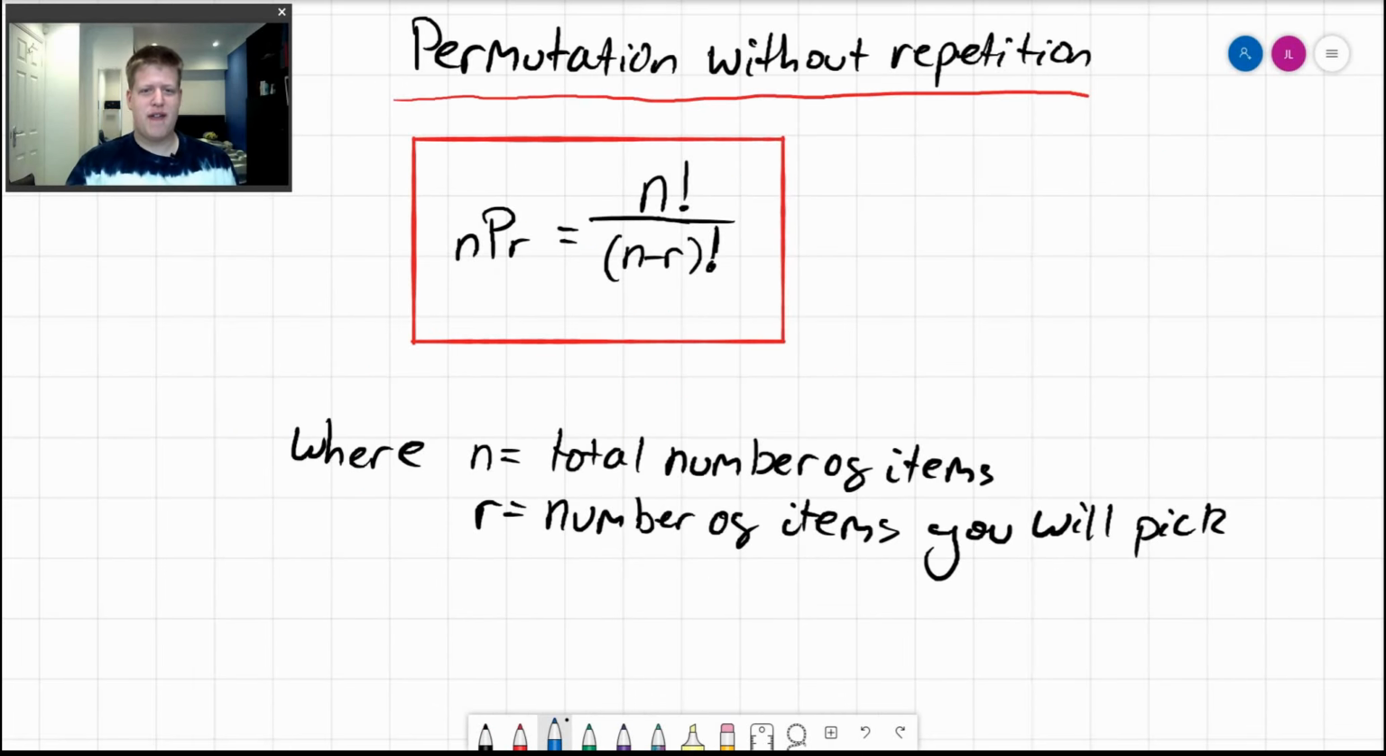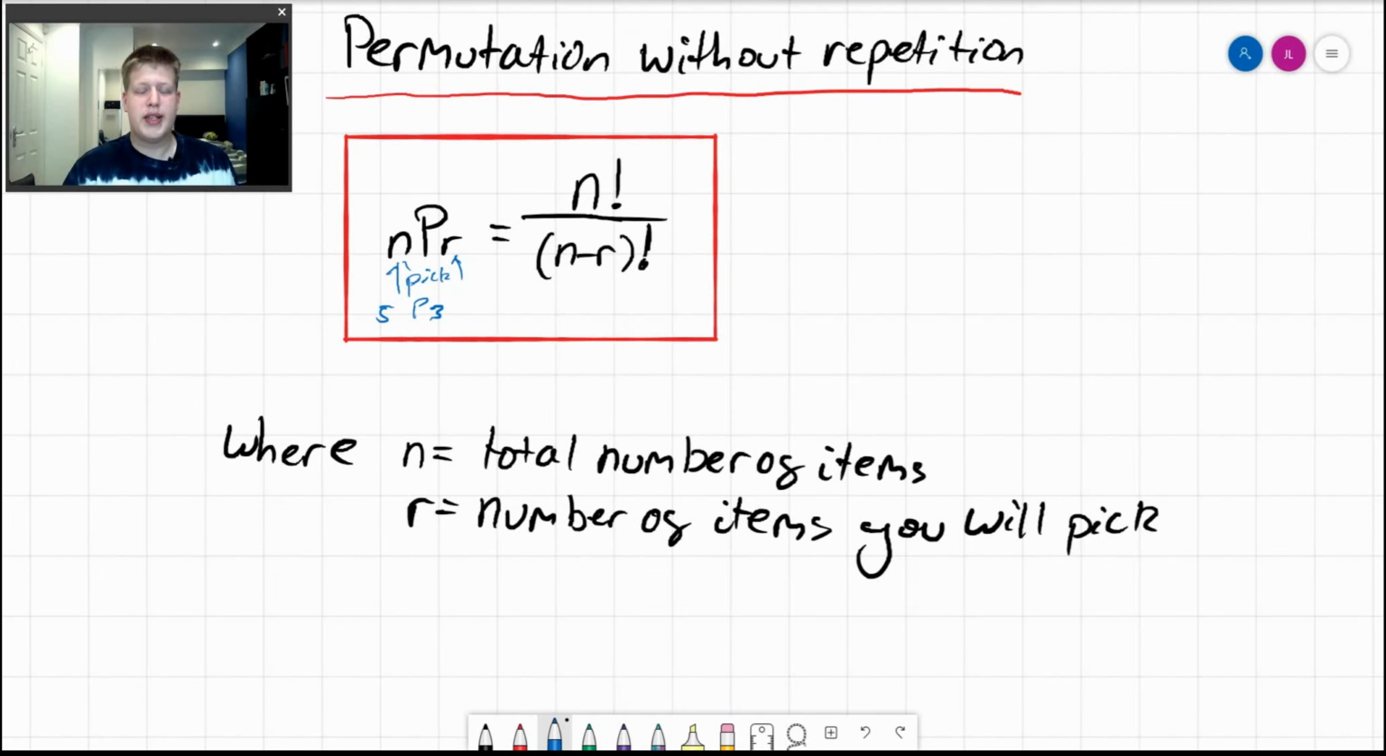Now let's look at the formula for permutation without repetition. So again, n is the total number of items that we have, and we want to pick r of them, r being the number that I want. So for example, in our case it was 5 ice creams, pick 3. Without repetition, this will be equal to the number of items we have factorial divided by the number of items take away the number of items we want, all factorial.